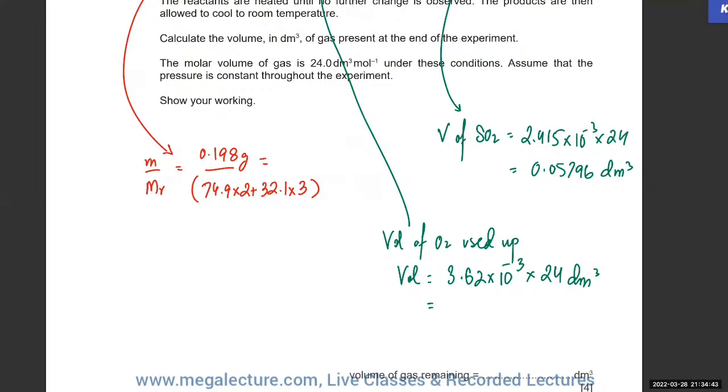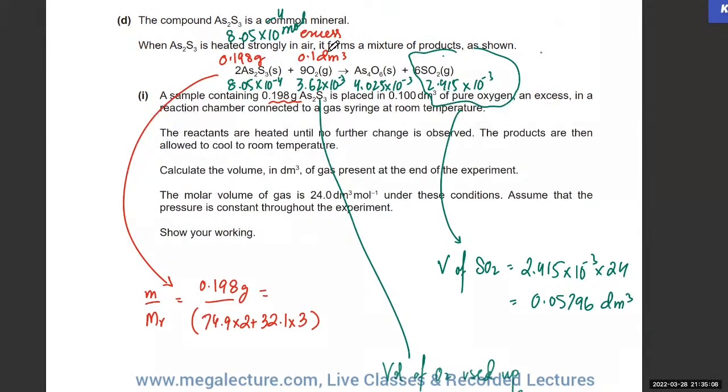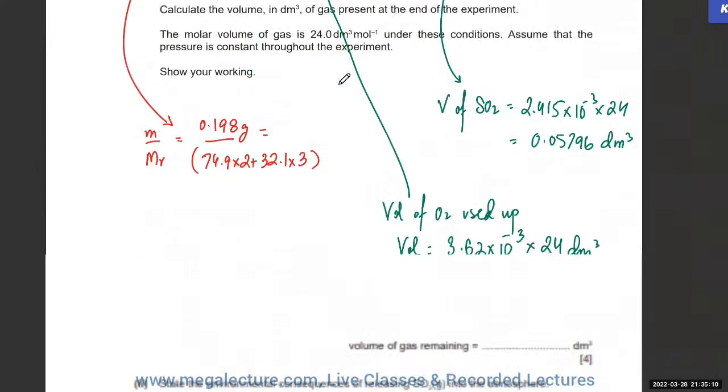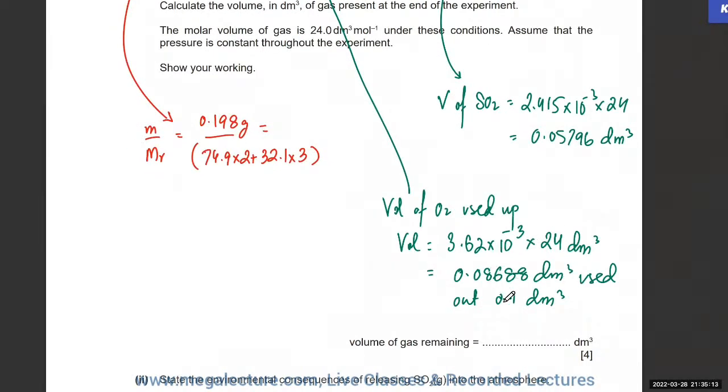So the answer is 0.08688. So this is the amount that got used up, out of how much? 0.1 dm cube. Remember right at the start, he said that 0.1 dm cube was added. So if 3.62 got used up, how much is left? What is the amount of O2 that's left? Subtract this thing from 0.1. What do you get?